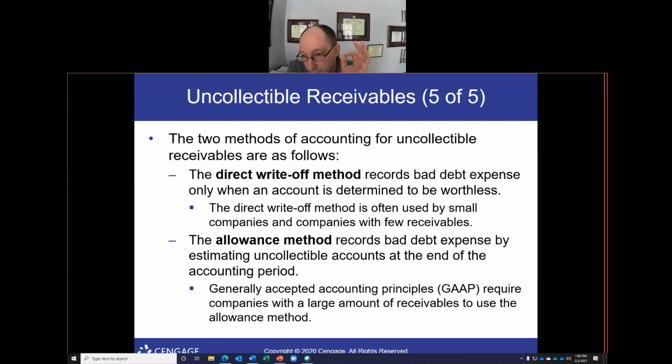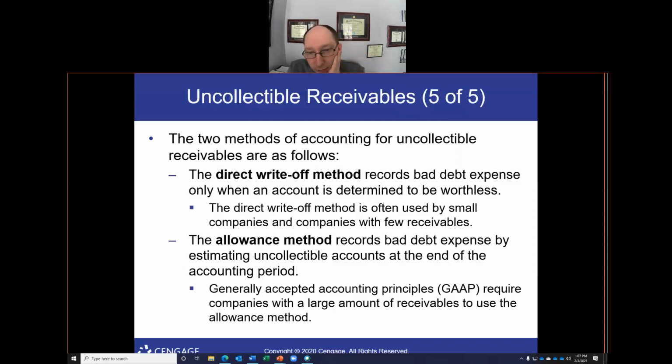Now remember, here's how it works. When we made the original sale, we debited accounts receivable and we credited sales. Now we can't collect from the customer. We can't find them. They changed the number, whatever. Now what do we got to do? We got to debit bad debt expense and credit accounts receivable.